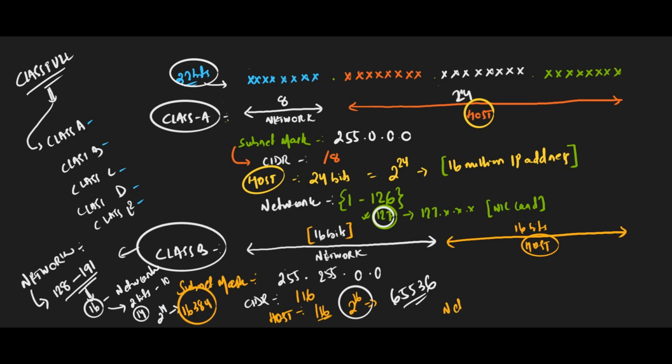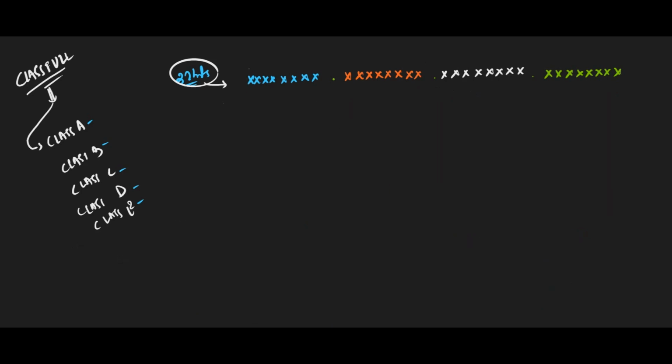So how many networks can we create in this? We can create 16384, ranging from 128 to 191. That is what the first 2 octets tell us. So we discussed class A, and we discussed class B.